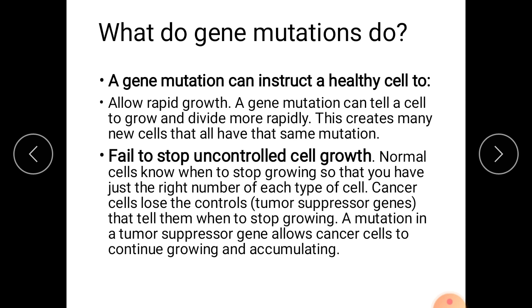And there, the suppressor gene is there. What the suppressor gene does is it suppresses the activity of oncogenes. Proto-oncogenes are converted into oncogenes. Oncogenes are the genes which are responsible for the growth of cancer cells from normal cells.